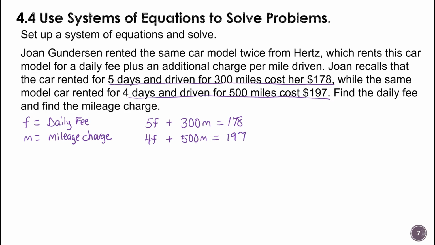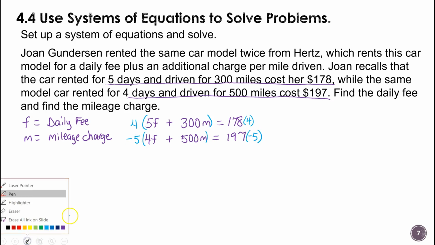Now, I think you can tell that the easiest ones to work with here are going to be the F's. And since 4 times 5 is 20, we're going to multiply the first one by 4 and the second one by 5, but one has to be negative. So on the first one, I'm going to multiply both sides by 4. And on this one, I'm going to multiply by -5.